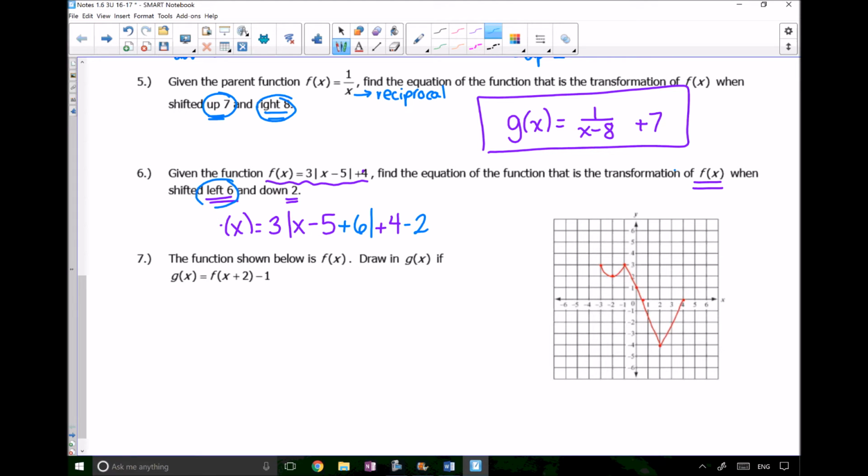Okay, and sorry about this, it's not f of x anymore, it has to be something new, so we'll call this h of x.